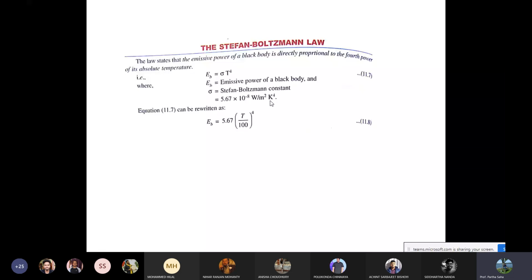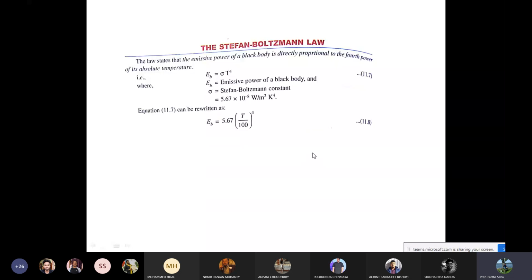Just to refresh your memory, the emissive power is proportional to sigma T to the power 4, where T is in Kelvin, and EB is the black body emissive power of a black body. It can also be expressed by this equation, where sigma is 5.67 times 10 to the power minus 8. So if you take 10 to the power minus 8, you can write it in this form. Easy to remember, EB equals 5.67 times (T by 100) to the power 4.